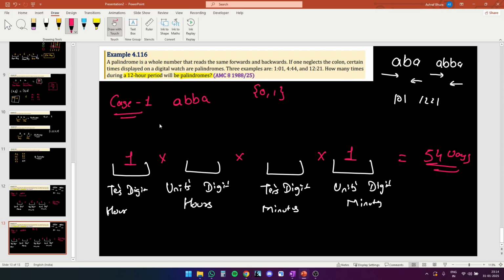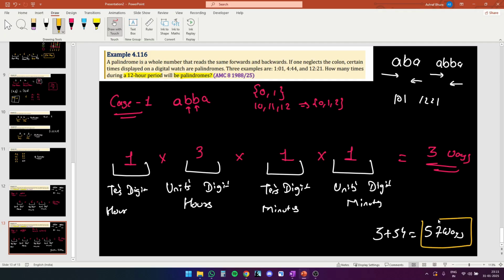Okay, now coming to the units digit of hours. Can I say it can be 10 o'clock, 11 o'clock or 12 o'clock? So I have three choices, either 0, 1 or 2. If I have three choices for the units digit of hours, then the tens digit is already fixed as B, so there is only one choice for it. So 3 times 1 will become 3. So in total we'll have 3 plus 54 is equal to 57 ways. So the final answer is 57 ways.